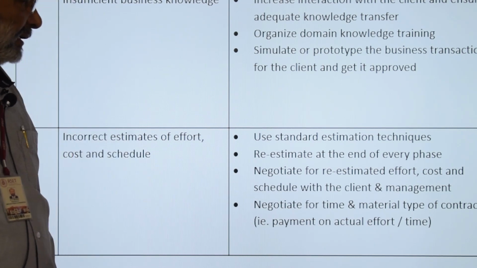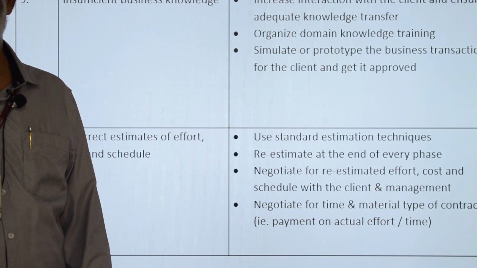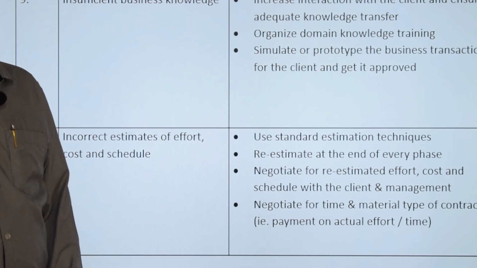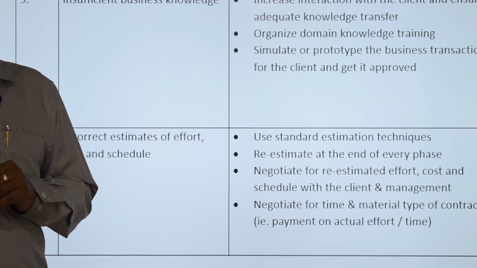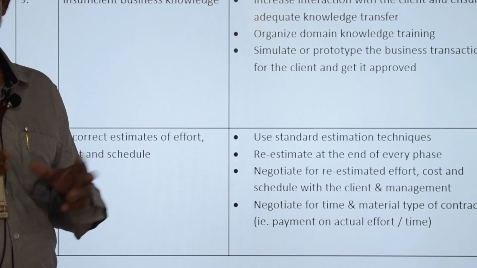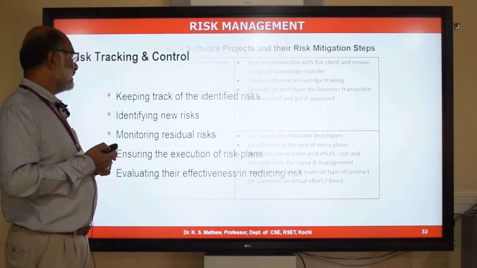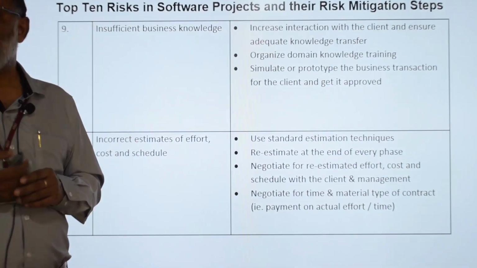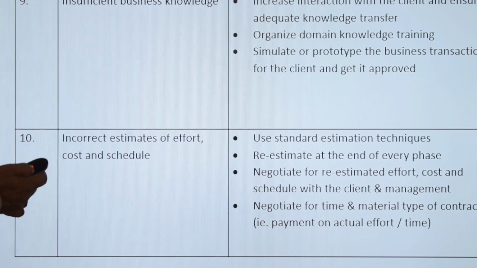Negotiate for a time and material type of contract. Whenever there is a change in the estimation as we progress in the project, it is always better to have a time and material type of contract, so there will not be any problem of cost overrunning. The customer will be paying you based on the actual effort and time spent by the team. So these are the different mitigation steps you can apply in case of the top 10 software project risks.